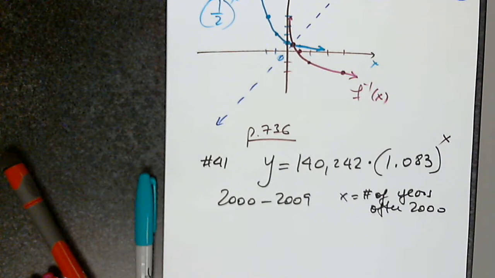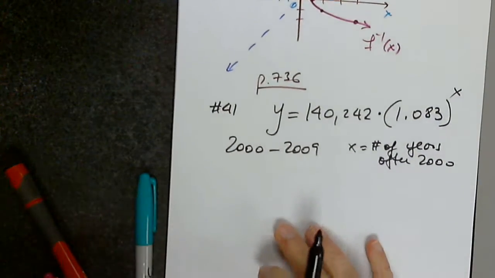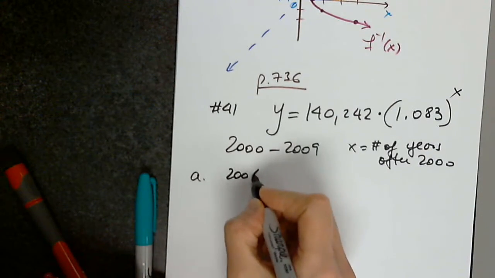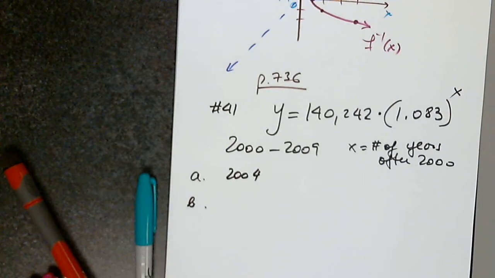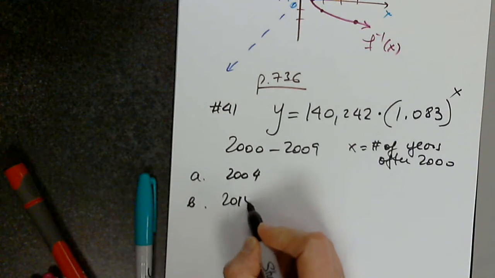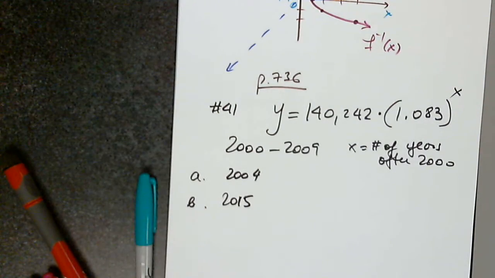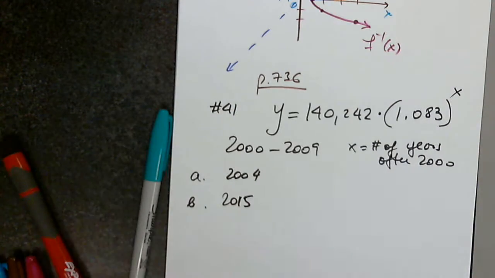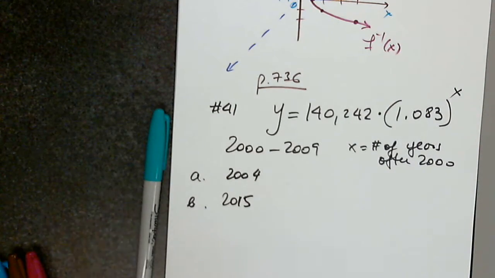Part A, estimate the number of American students studying abroad in 2004. And part B, assuming this equation continues to be valid in the future, use the equation to predict the number of American students studying abroad in 2015. What will you tell us to do? How do I handle this? What do I have to do?